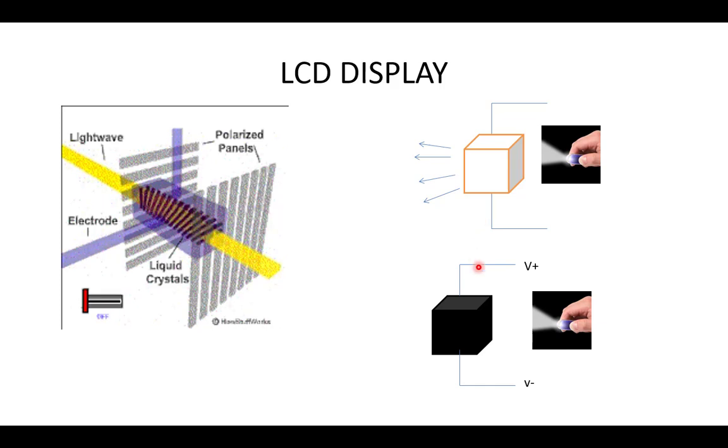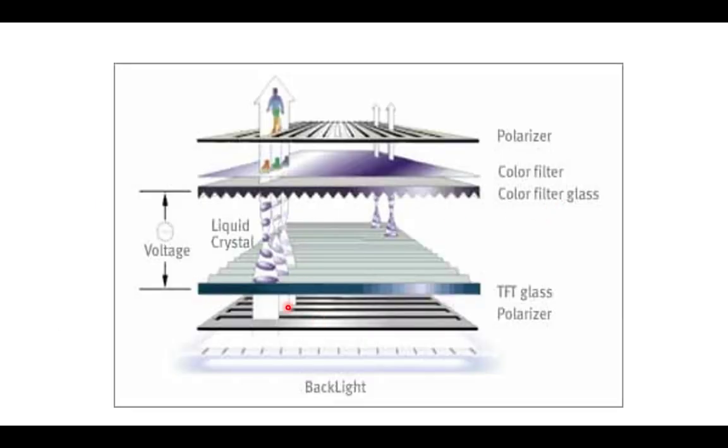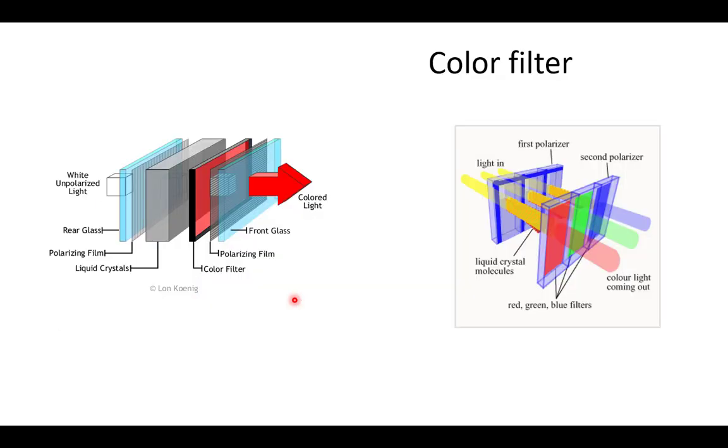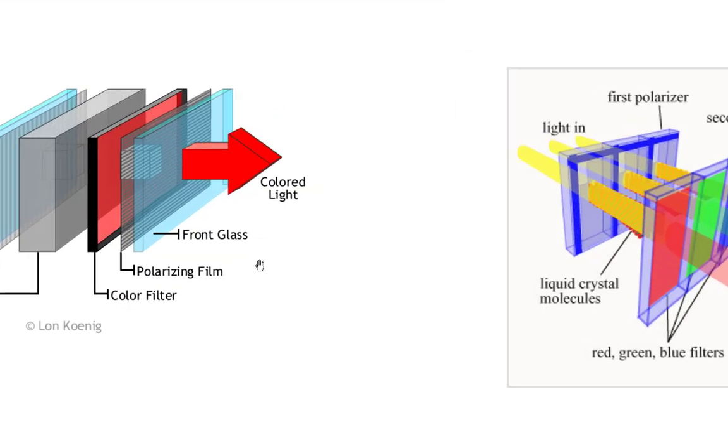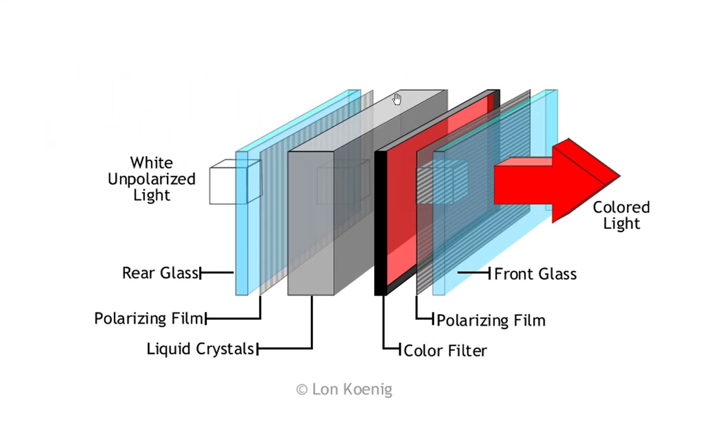But when we apply power to that particular cube, it will block the light. So this is the basic concept. You can see in this animation, when we give the power the light will stop, and when we remove the power the light will pass. So that is the basic concept of the LCD cube. Like this you can see here, or you can see here also. So this is my cube.